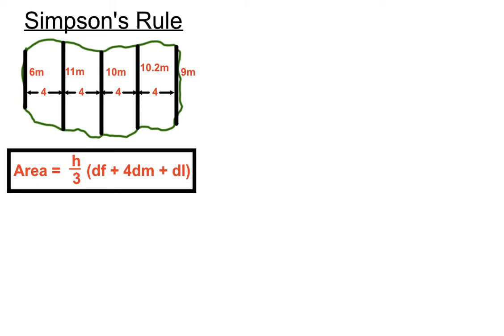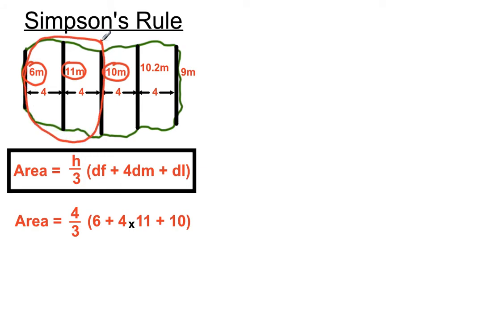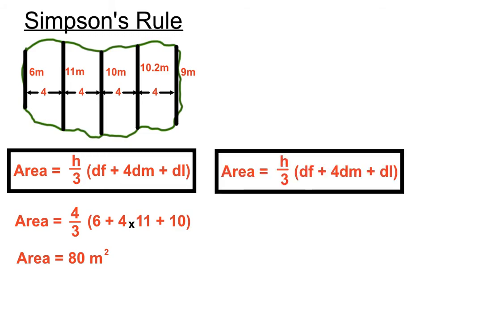Now this left-hand side is our first application of the Simpson's rule. We're putting in 6, 11, and 10 for our values here, here, and here. And we've had 4 for the height, or the width of each strip in this case. So this represents the first half, this section here, of our shape. So we'll figure that out as 80 square meters.